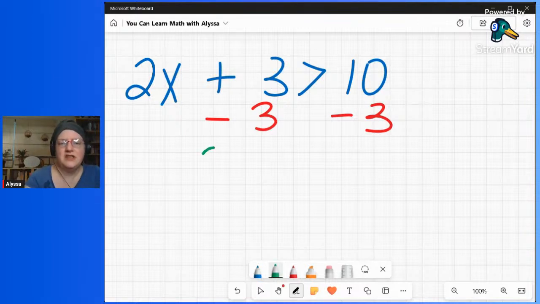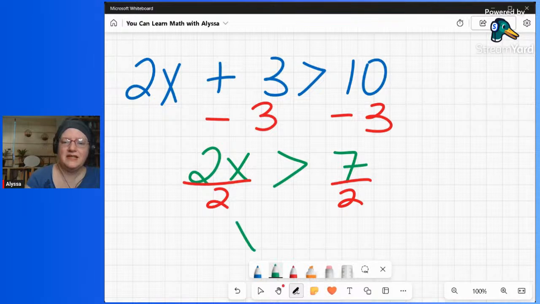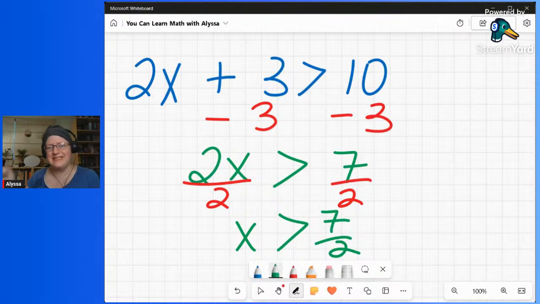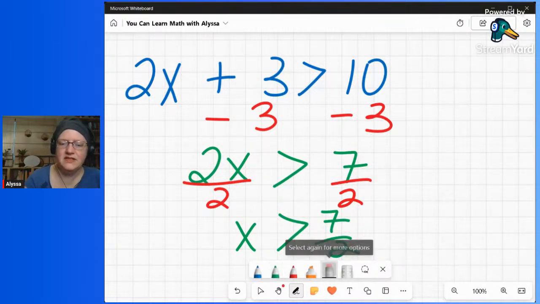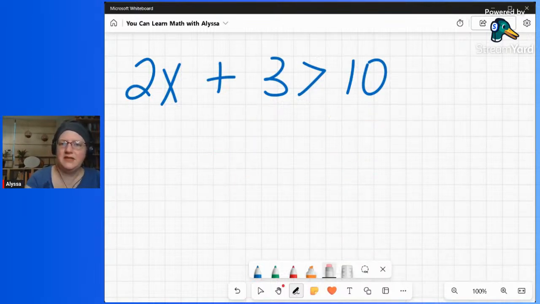So on the left, I'll now have 2x, and it's greater than 10 minus 3, or 7. And now x has been multiplied by 2, so we need to undo that. Divide both sides by 2. And we get x is greater than 7 halves. Like, hey, that's exactly the same as if it was an equal sign, right? Almost. And here is the thing that makes it different and that can really mess you up if you forget it.